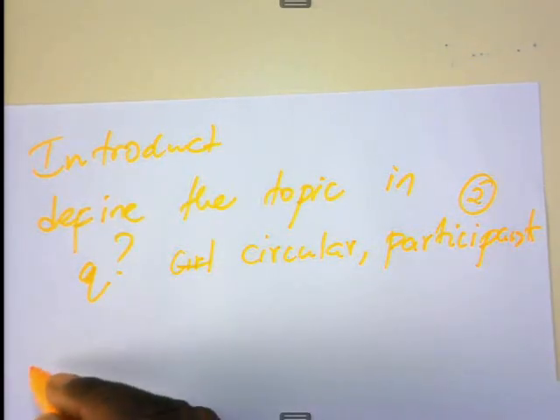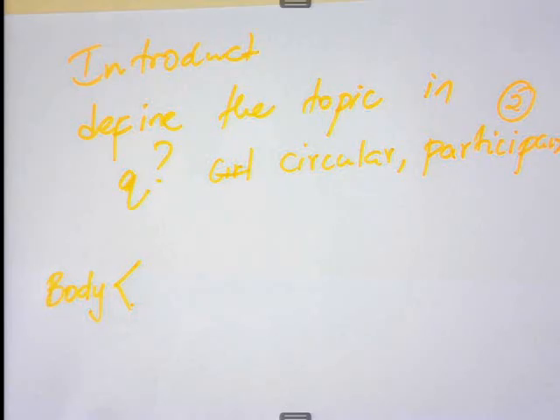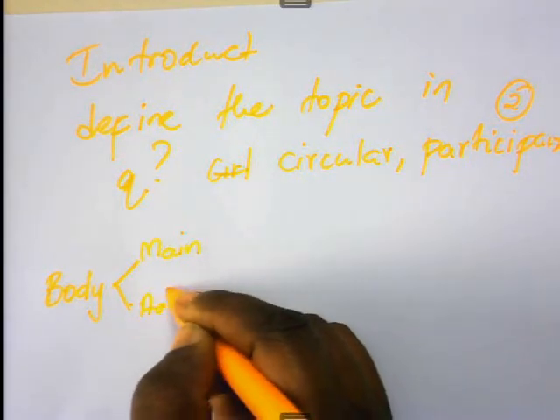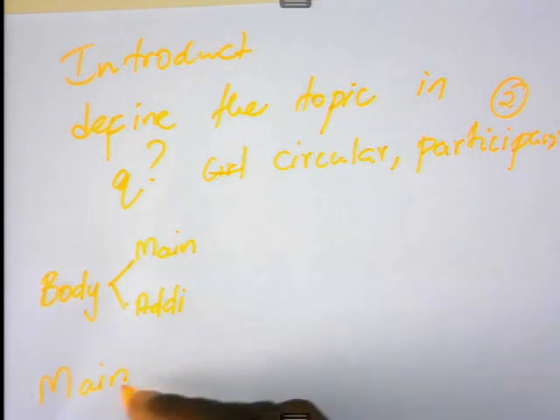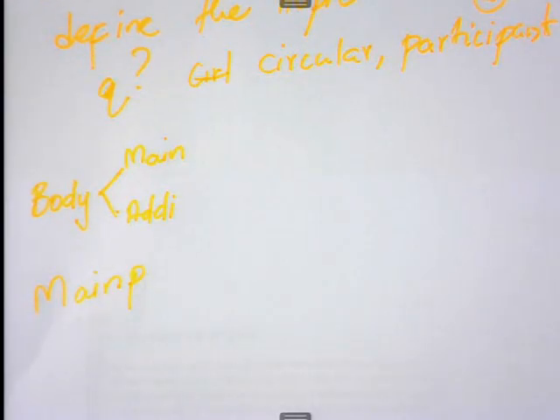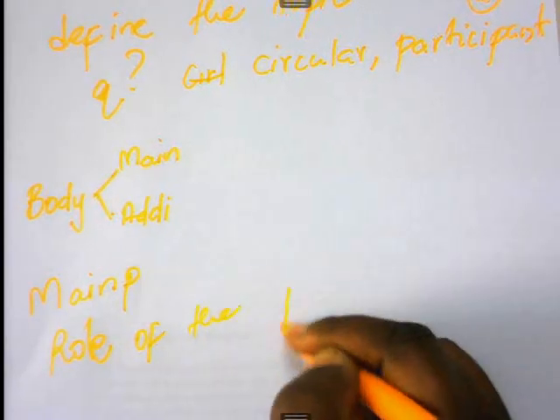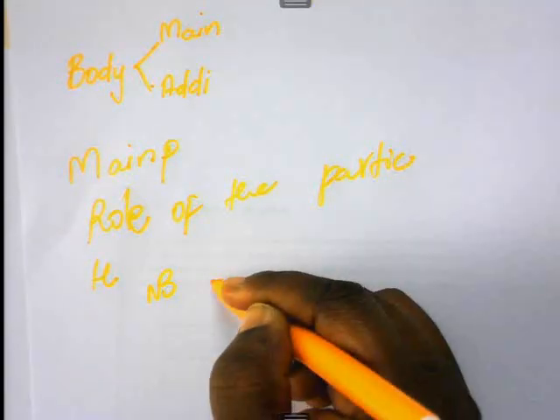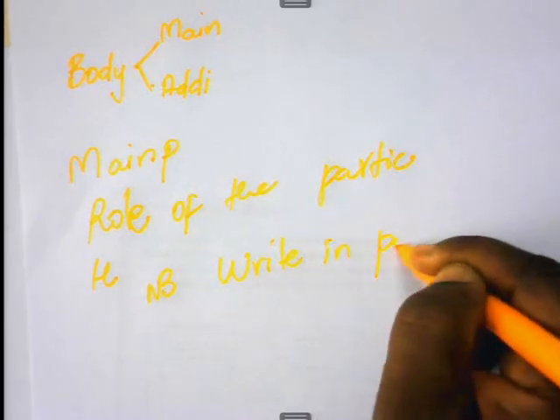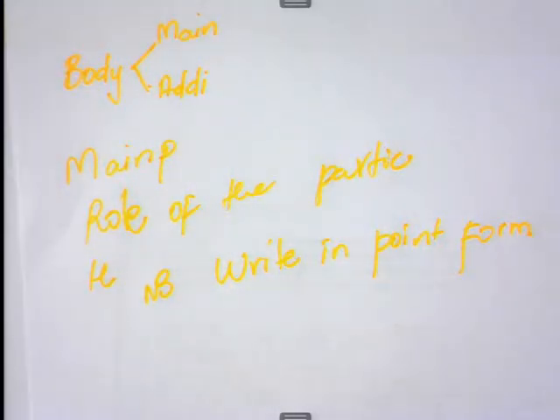Then we go to the body. In economics, the body is now subdivided into 2 parts. We have the main part as well as the additional part. So what do you write? Your first subheading is going to be the main part. And in this question that I've just made an example of, the main part is going to be the role of the participants. That's where you now discuss the household, and I said you must write in point form. And then you discuss the role that the household plays in the economy.